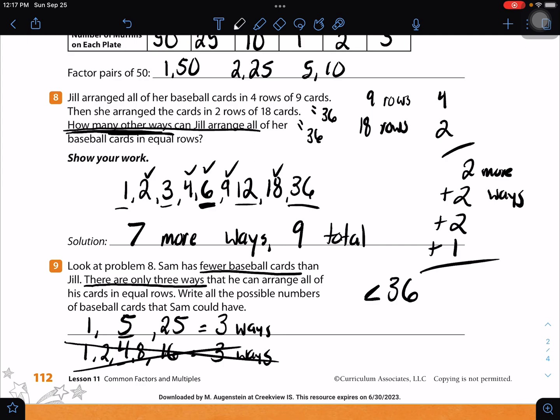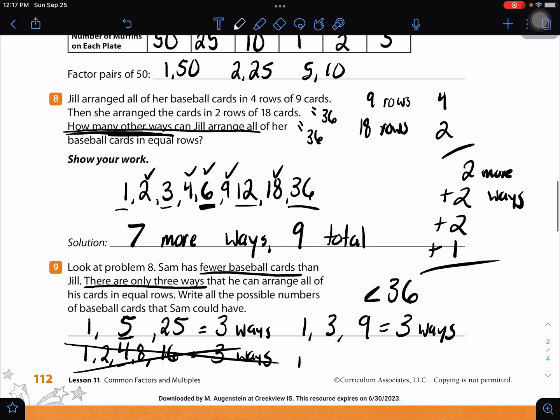So you don't have to write that one down. So far we have the 5. What about 1, 3, and 9? 1, 3, and 9. 3 times 3 is 9. 9 times 1, that one works because it's an odd number. Those even numbers trip us up. Could it be 4? 1, 2, and 4. 4 is an even number, but 2 times 2 is 4, and 4 times 1 is 4, and that only creates 3 ways as well.